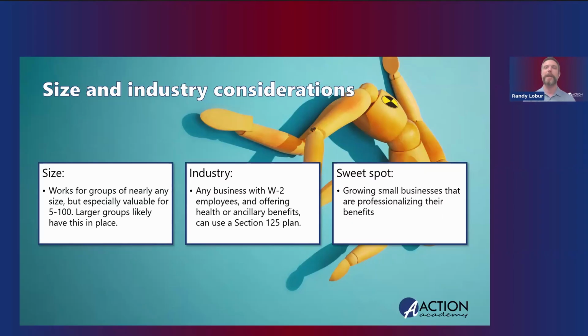But if you do have that large group that's experience rated, good idea to maybe have the conversation about this at the next renewal or prior to the next renewal. See if they already have it in place. See if you can help take advantage of it. If not, what industries fit? Any industry can work. Any business with W-2 employees and offering health or ancillary benefits can use a Section 125 plan. There are no industry limitations. It's not like you are offering dental insurance to a hockey team or things like that, where there might be some questions. Any industry can use it here.